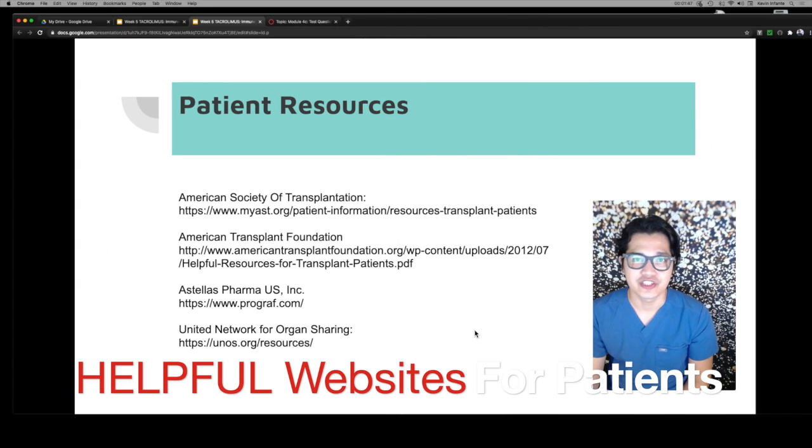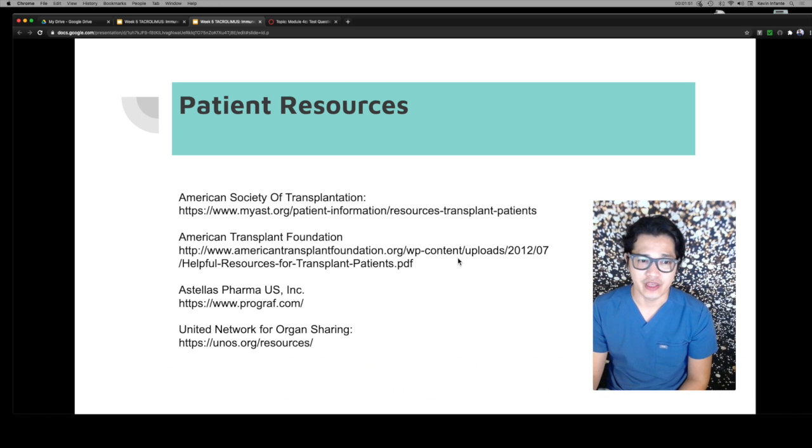I also want to share with you some patient resources that you can share with your patients. First is the American Society of Transplantation, then the American Transplant Foundation. Also, the Prograf website is very helpful, and of course the United Network for Organ Sharing website is a great resource.